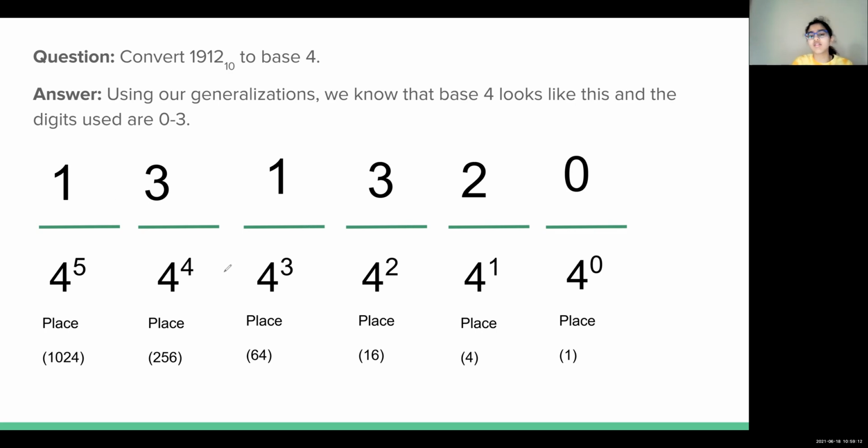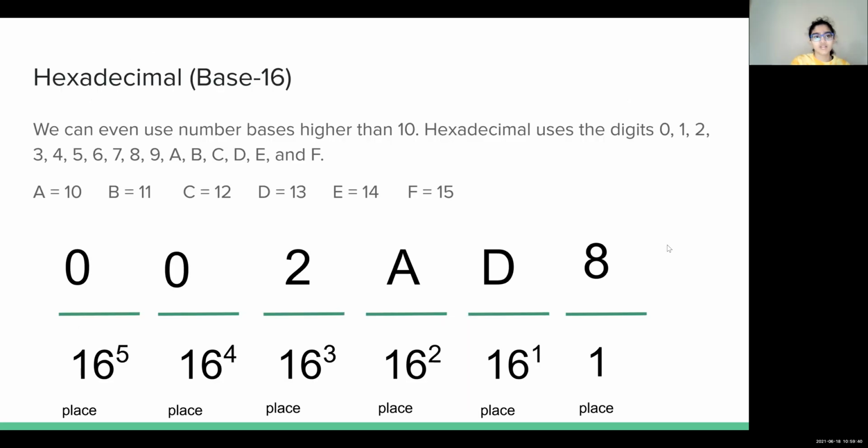Does anyone have any other questions about this? This just takes time. You can't expect to get the answer in 5 seconds, unless you're really good. Okay, if no one has any questions, we can move on.